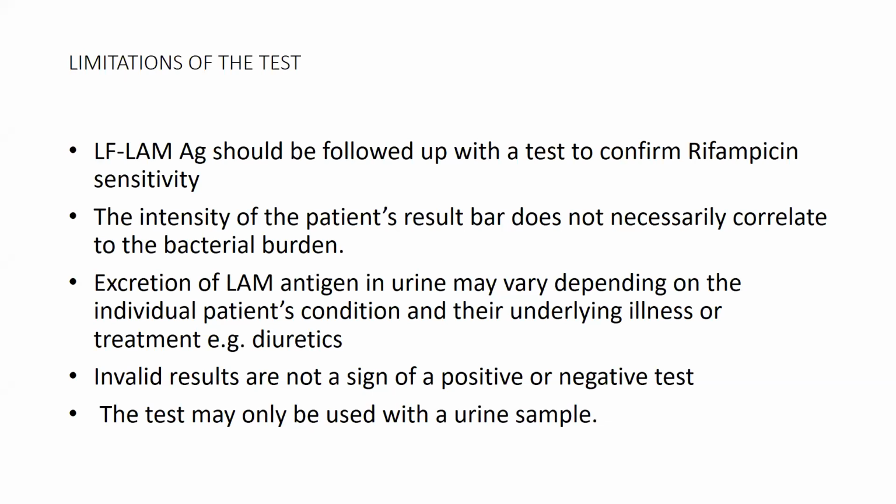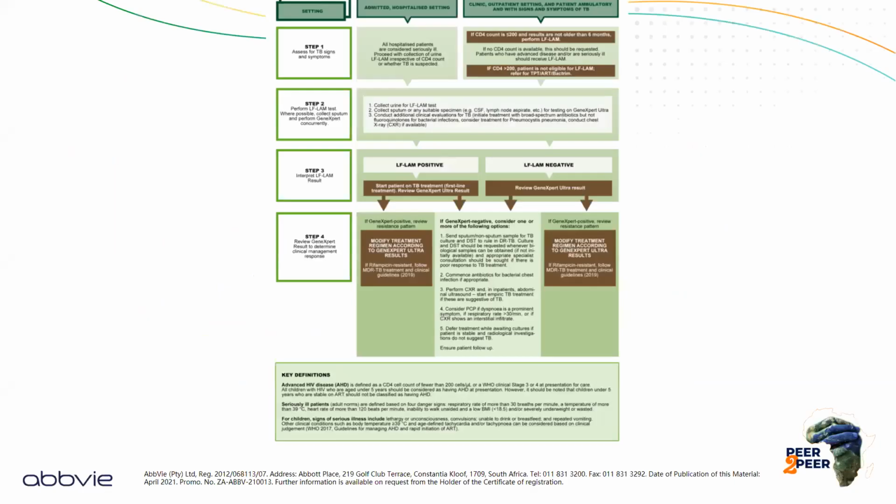The urinary LAM can only be done on urine. So don't think you can take a spot of blood and drop it on the test. It doesn't work. This is a urinary test only, because part of the TB bacilli is secreted in the urine, and we don't find it in the blood. So don't try and do off-label tests. Okay, so now let's just look.